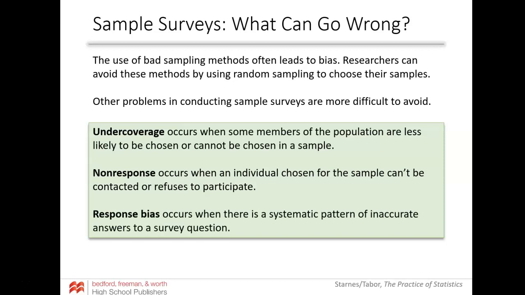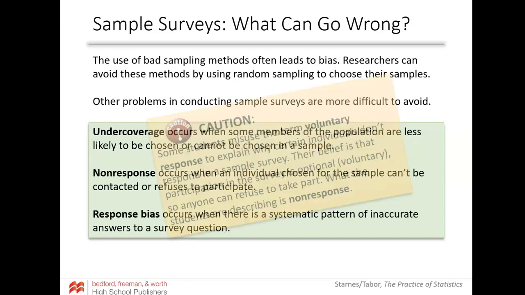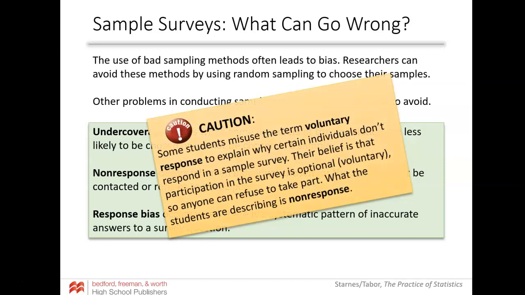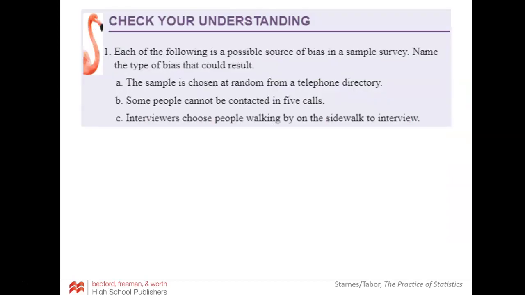Response bias is where there's a systematic pattern of inaccurate answers to a survey question. That's interesting, and this is a word of warning here: some students misuse the term voluntary response with nonresponse. We just talked about that and how they're not the same thing.